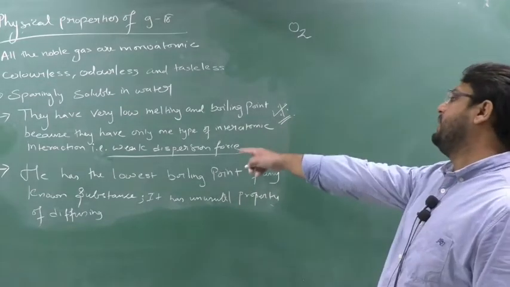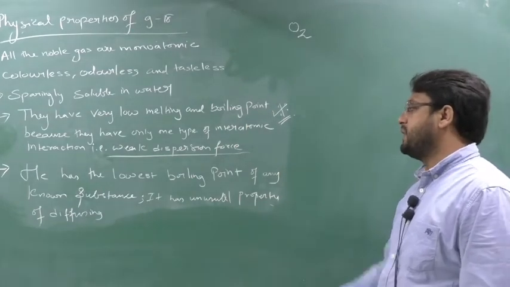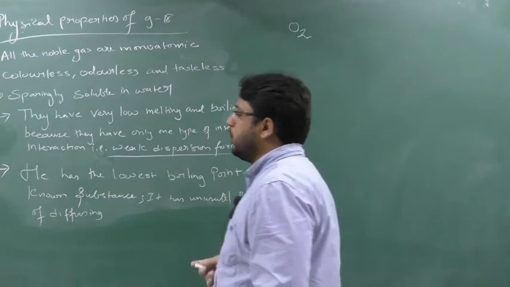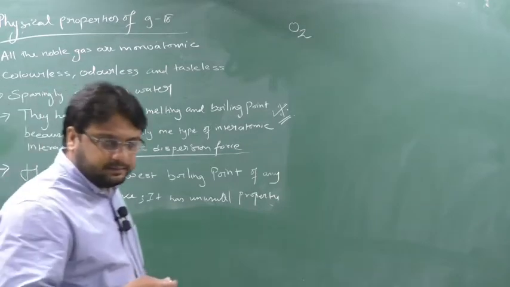Why do they have a low melting and low boiling point? They have a very low melting and boiling point because they have only one type of interatomic attraction, that is weak dispersion force. Due to this reason, noble gases have a low melting point and low boiling point, and hence are easily liquefied. Clear this part?